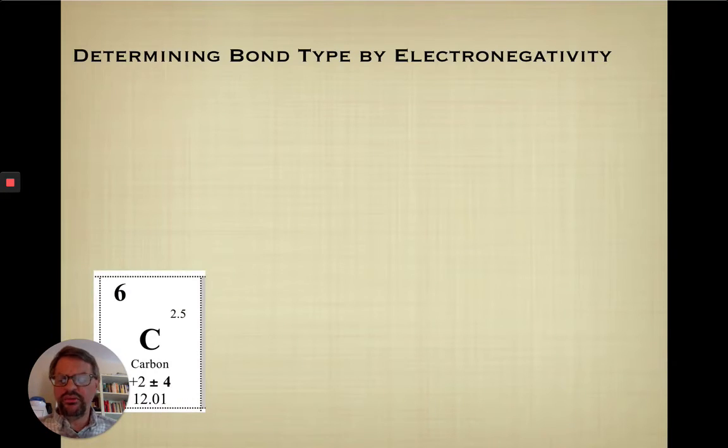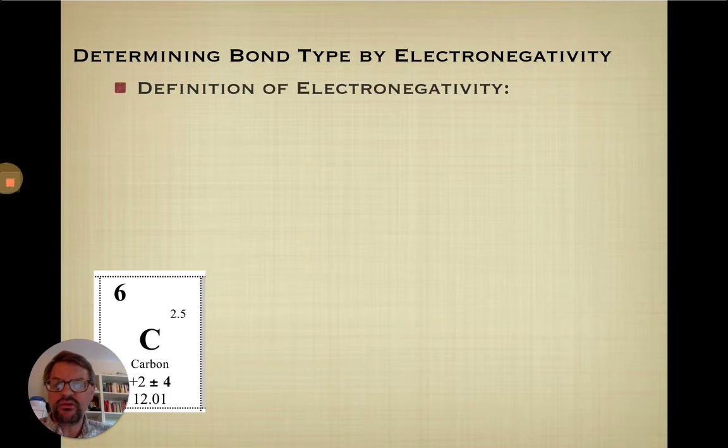Okay, hi everybody. This is your next lesson. In this lesson, we're going to look at determining the type of chemical bond based on electronegativity. That's the focus. You'll need your periodic table for this lesson.